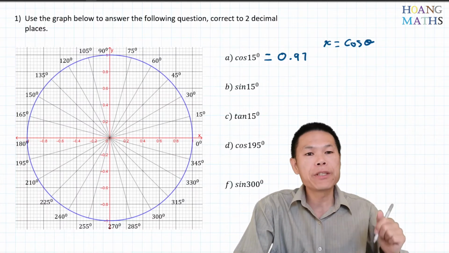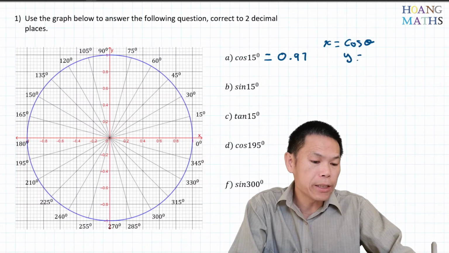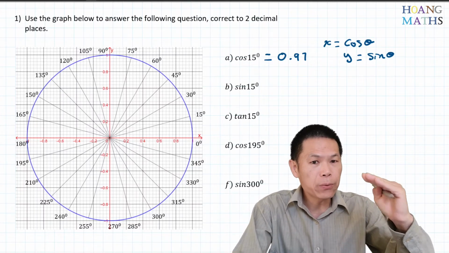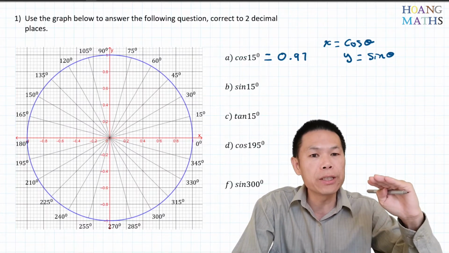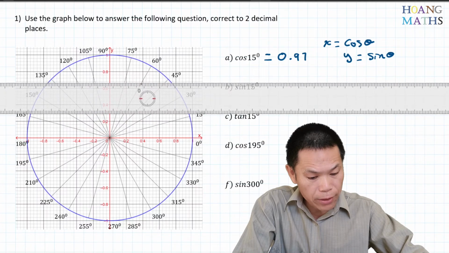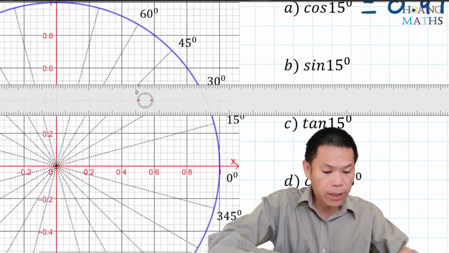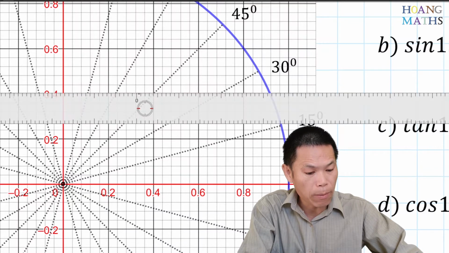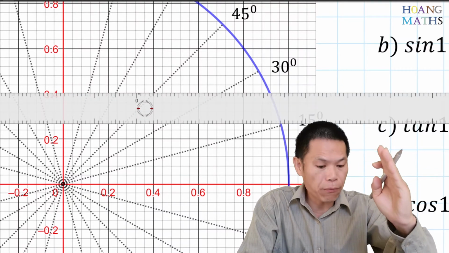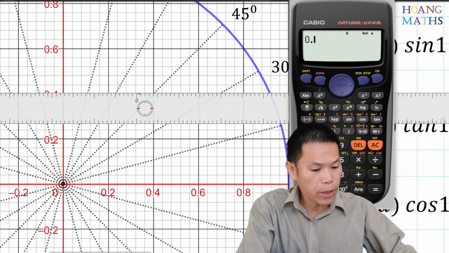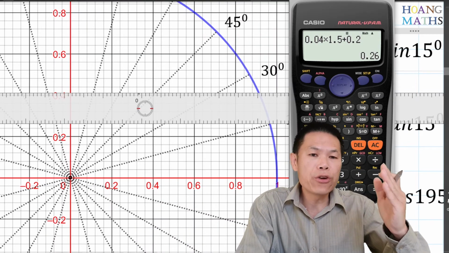Next one, sine of 15 degrees. Remember, y is equal to sine of theta. So sine of 15 means we need to look for the y value, which is the horizontal line across the 15 degrees. I'm just using the ruler to make it easier for me. At 15 degrees, roughly here, it's about 1.5 gaps. This 0.2 is the major axis, so we have 1.5 of 0.04 plus 0.2. So 0.04 times 1.5 plus 0.2 is 0.26.